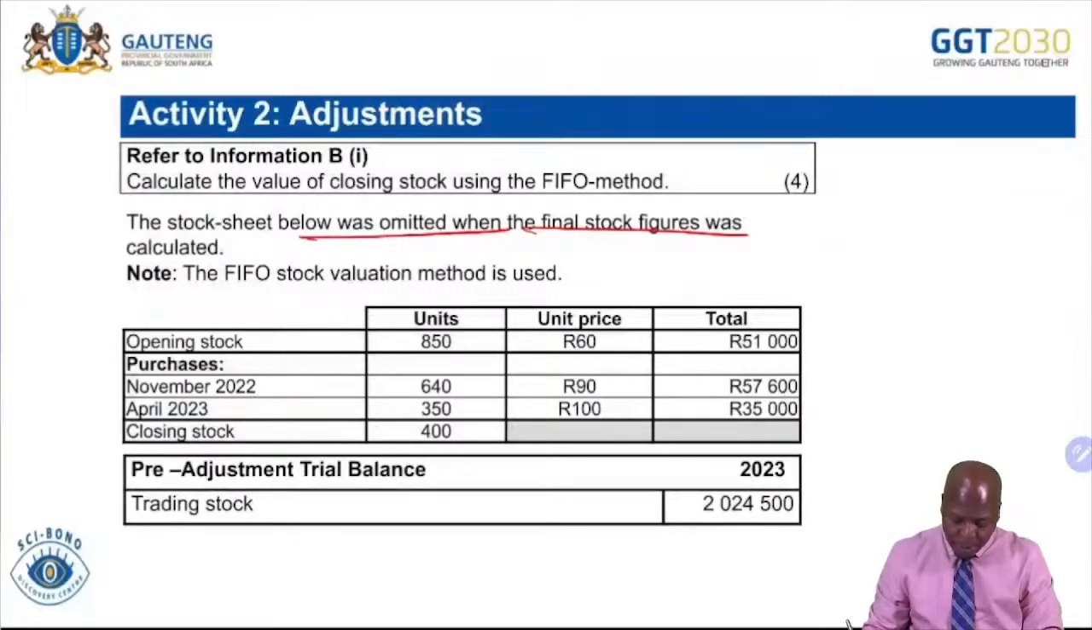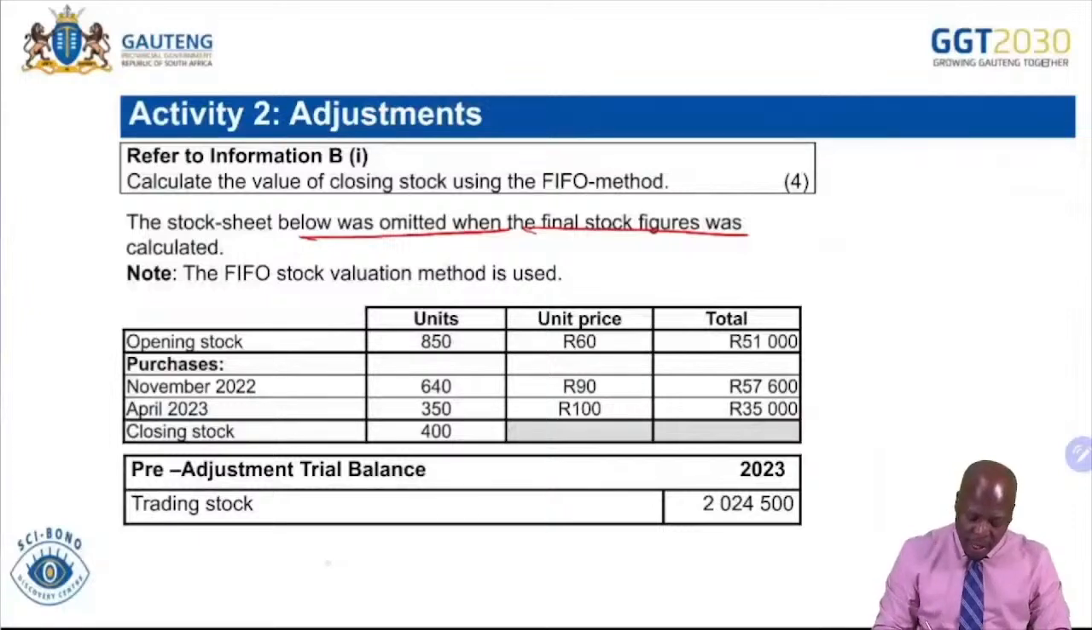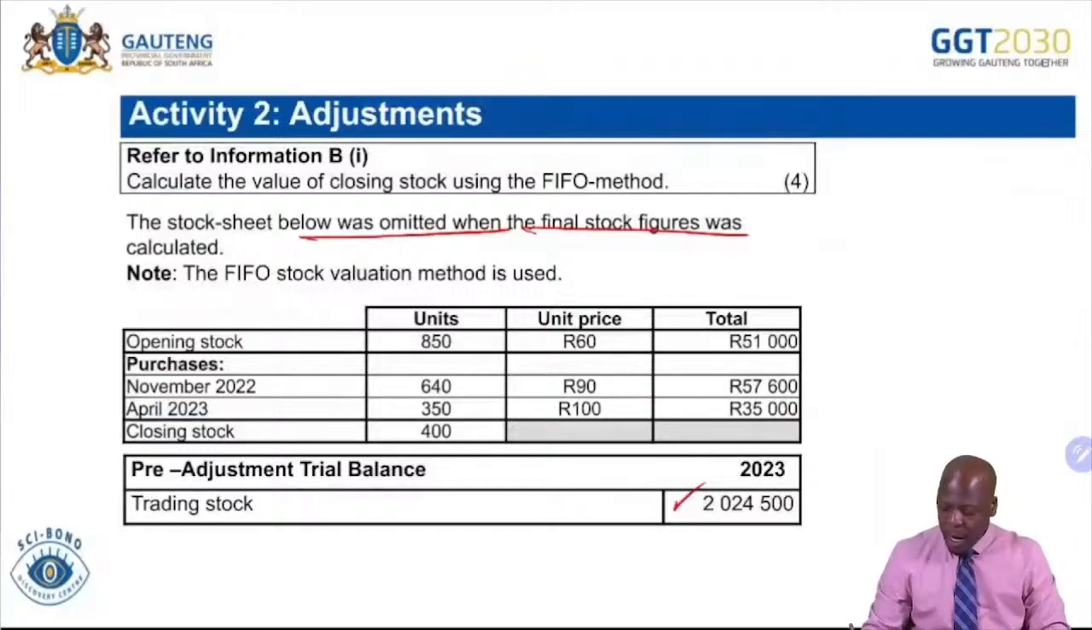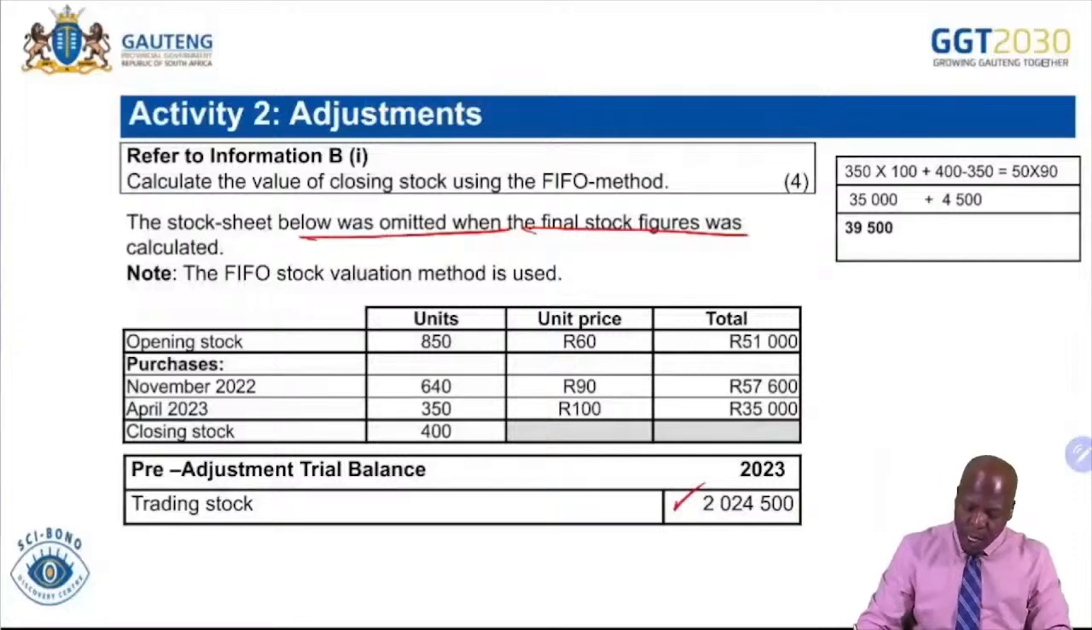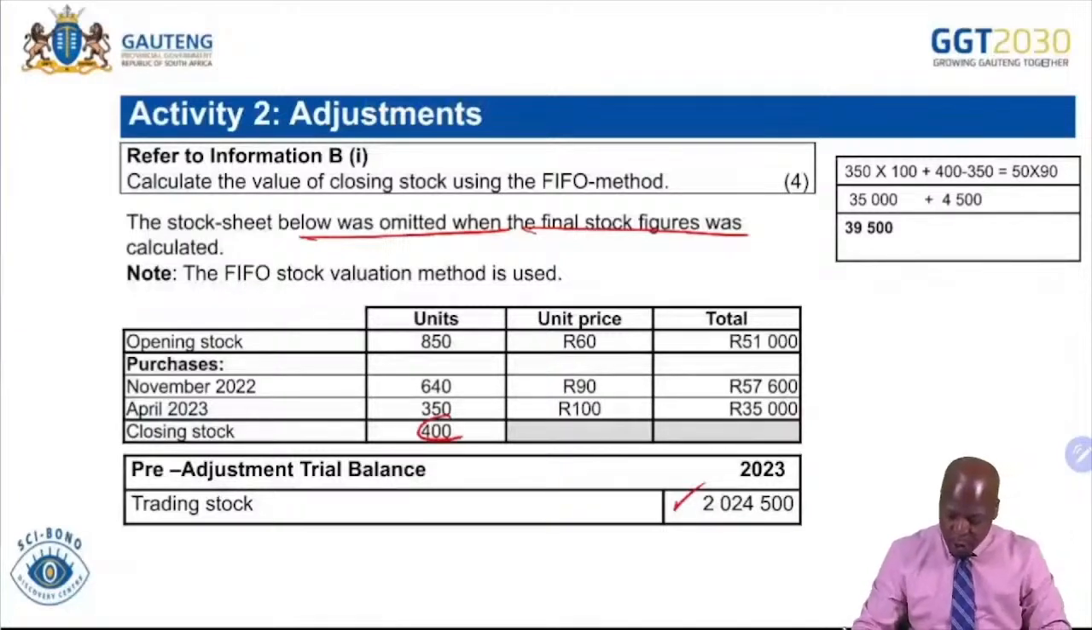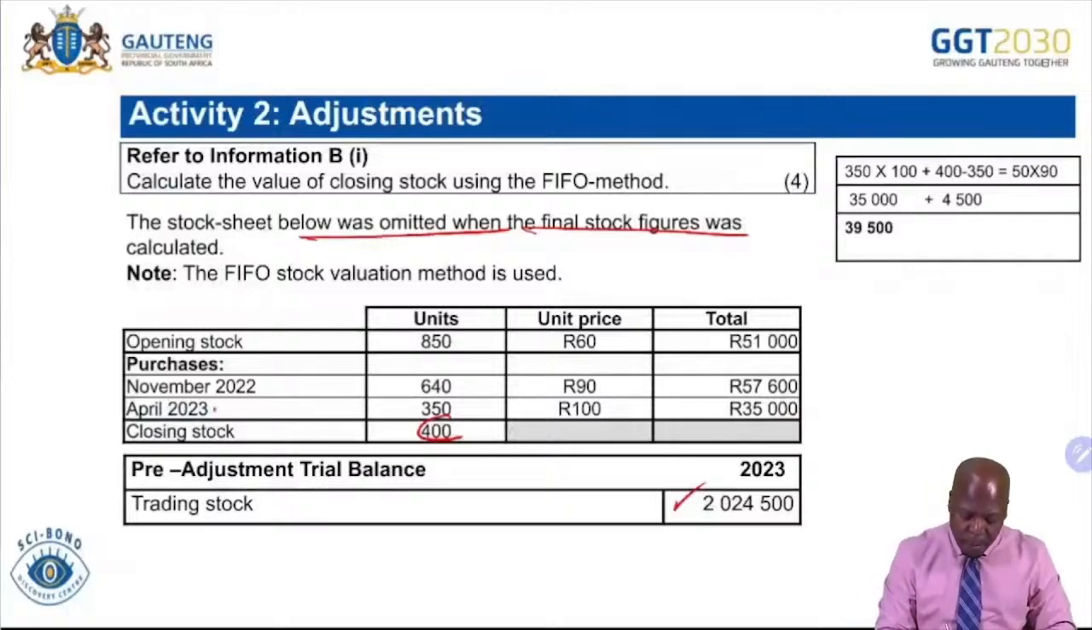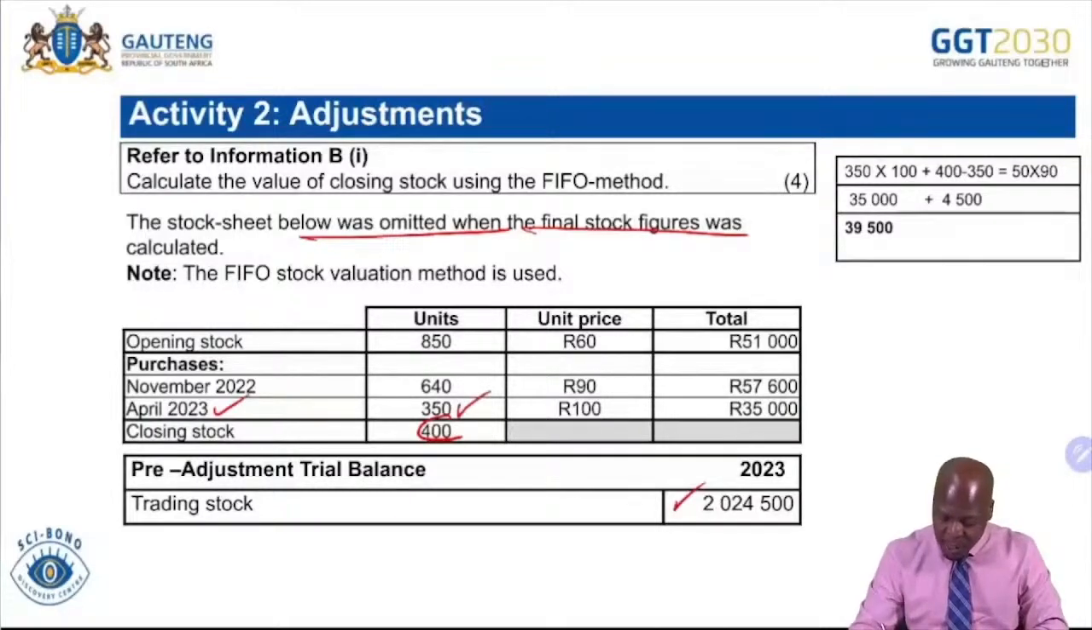And to do that, we are also given the amount from the trial balance, which was 2,024,500. And when using the FIFO method, it is easy because we have to get the closing stock of 400 units. So when we look in the month of April, we can only get 350. Hence, you see here is 350, multiplied by the unit price in April, which is 100. And that is what gives you the 3,500.